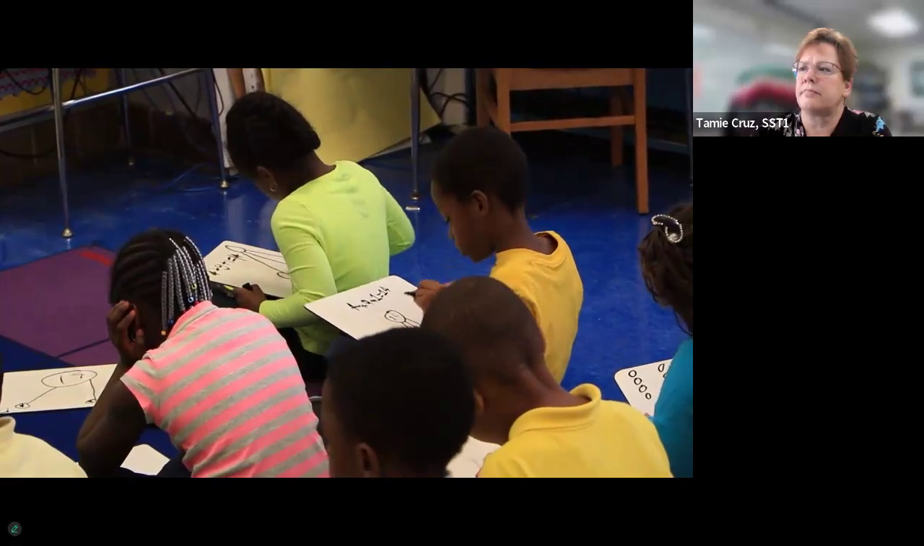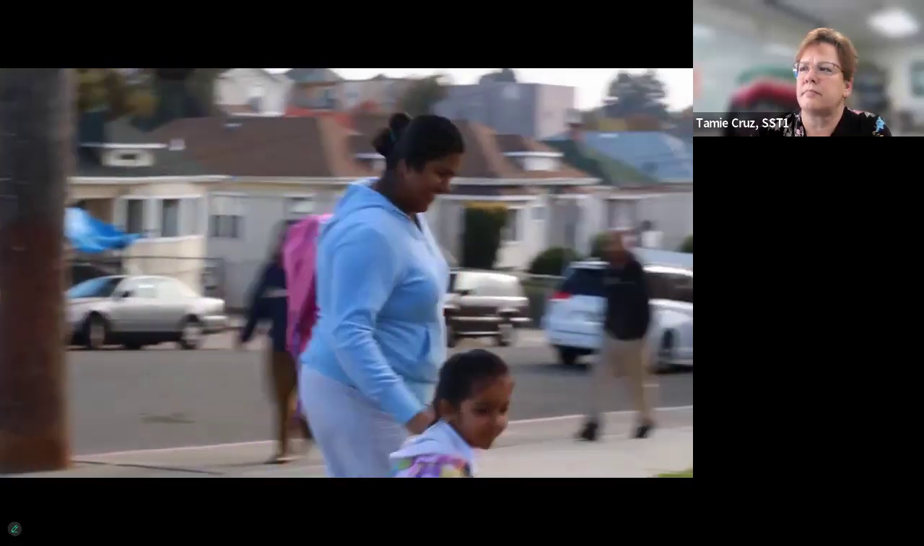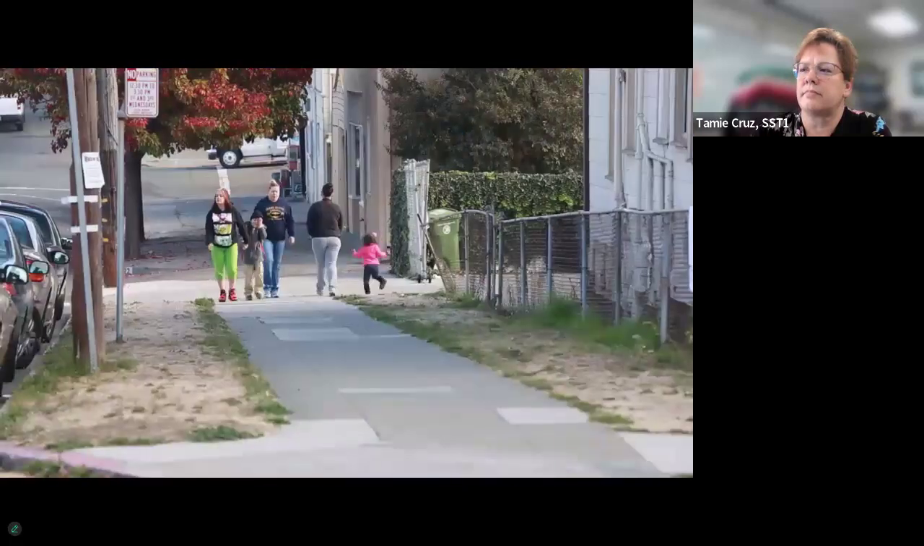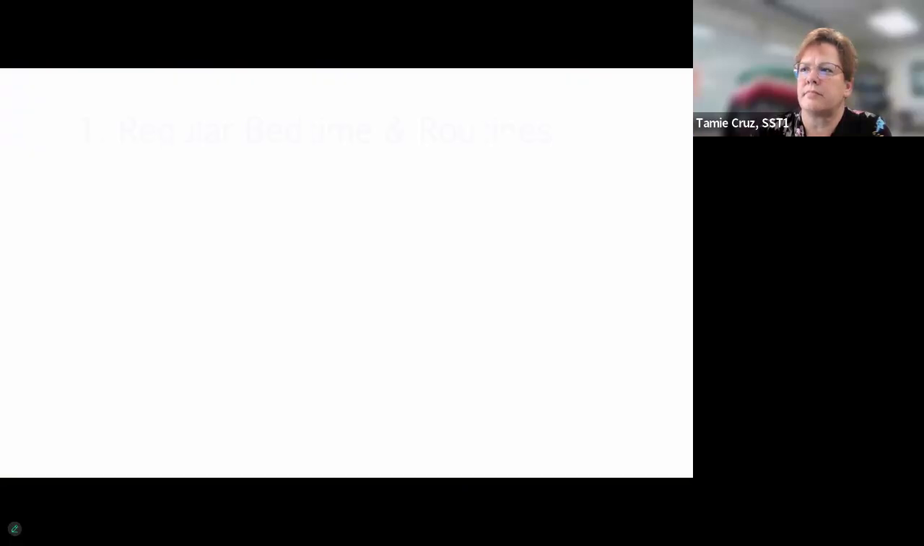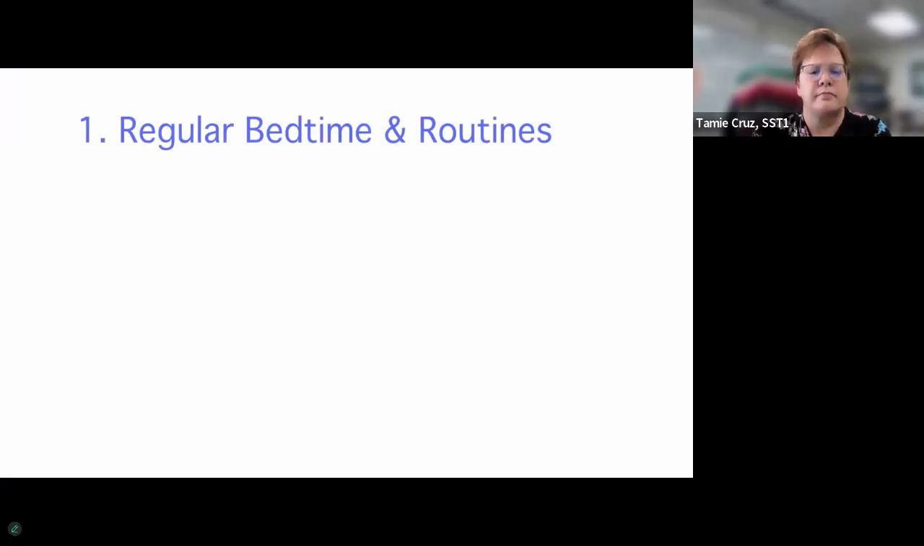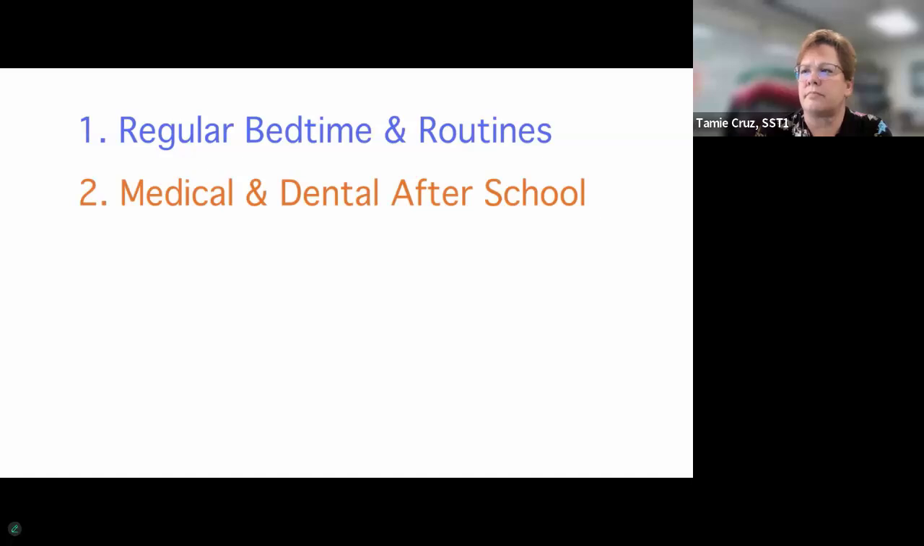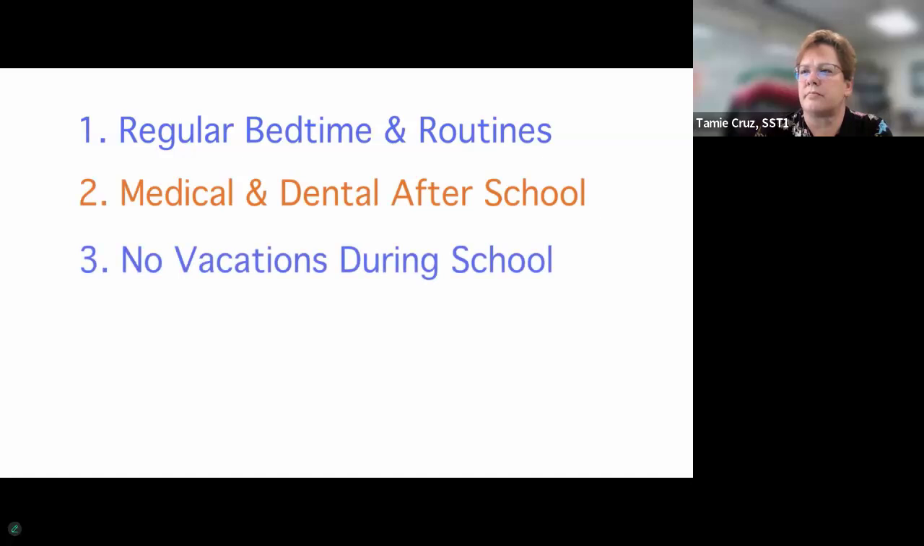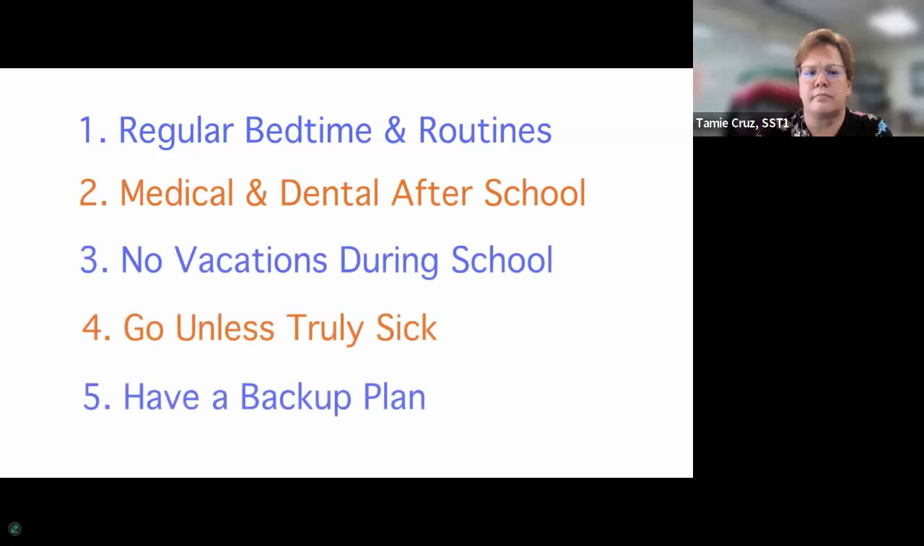Good attendance starts with families making it a priority, even when it isn't always easy. It makes a difference when families set a regular bedtime and morning routine to make sure children get enough sleep and wake up ready for school. Make medical appointments when school is not in session. Avoid taking vacations when school is in session. Send children to school every day unless they're truly sick. Finally, develop backup plans for getting children to school if something comes up.